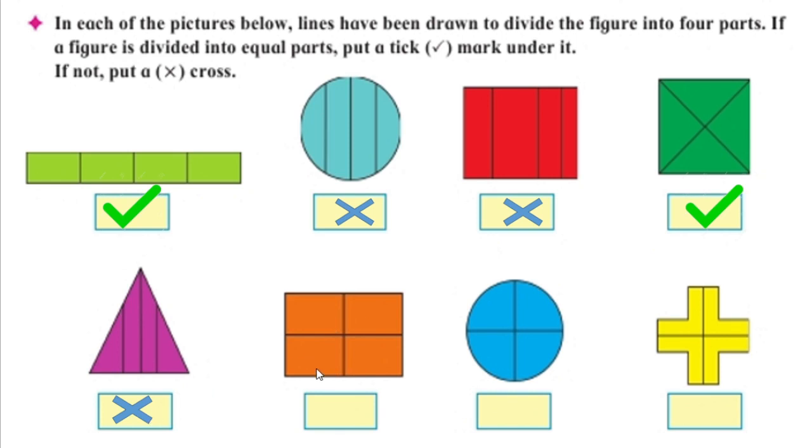Here this figure is exactly divided into four parts, so we will put a right mark. Yes, this circle, we know this is showing quarter parts, so right mark. Yes, this figure also is divided into four equal parts, so right mark. Correct? This is in your textbook. Please go through this and put the proper marks in the boxes. Okay?